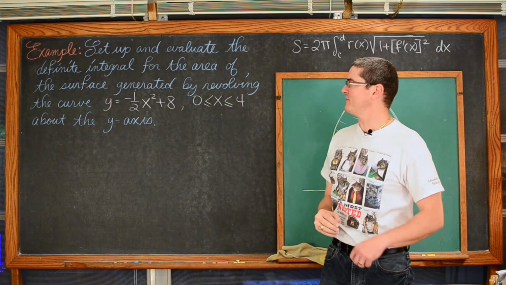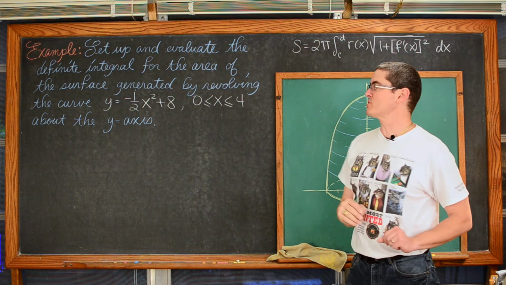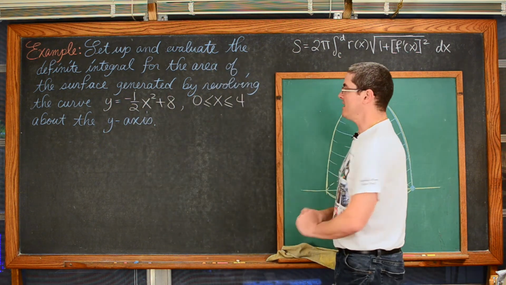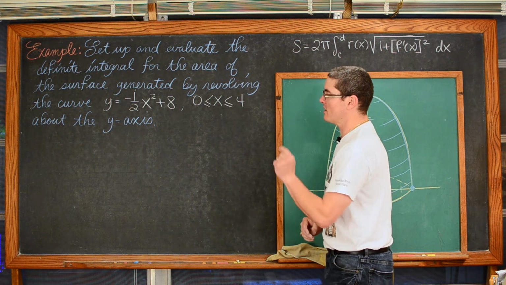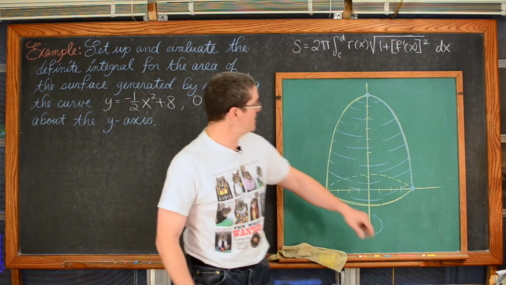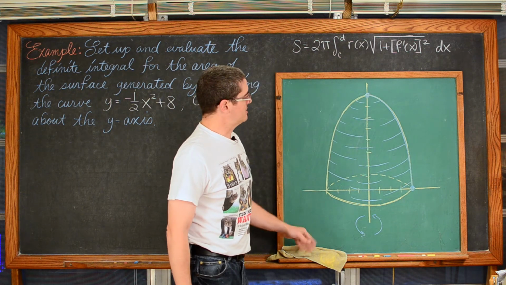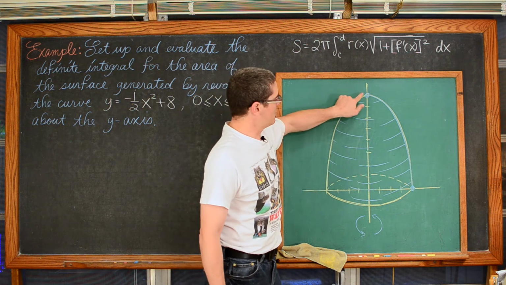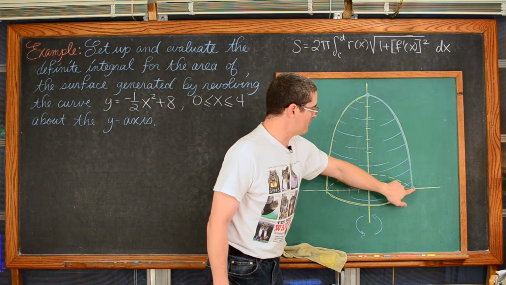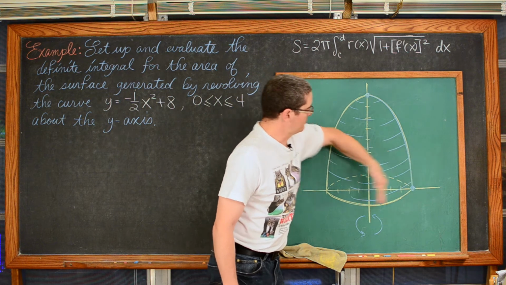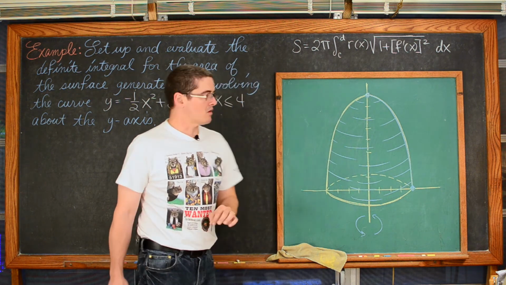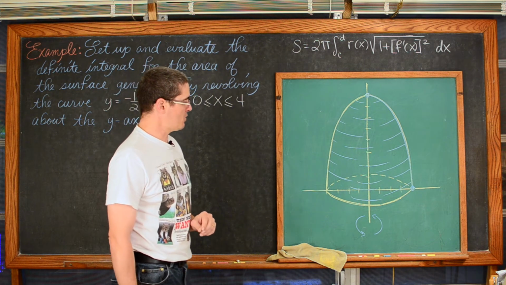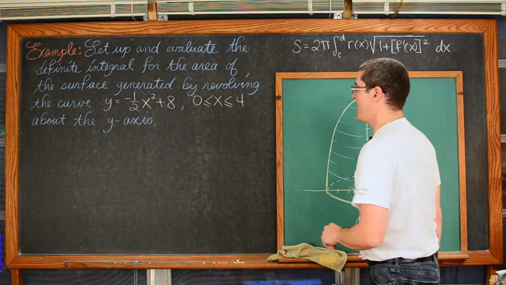Set up and evaluate the definite integral for the area of the surface generated by revolving the curve y equal to negative 1/2 x squared plus 8 on the closed interval from 0 to 4 about the y-axis. And when you do that, of course, we have a parabola opening down. The vertex is at 0, 8, and we're going to look at the curve on the closed interval from 0 to 4. And we rotate that around, and this is what our surface of revolution is going to look like. Okay, and again we're revolving that about the y-axis.